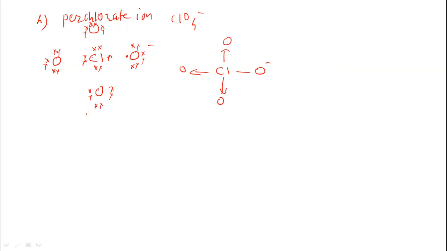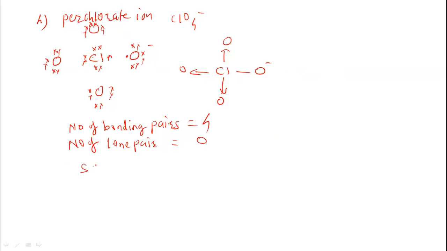So after the representation of this, we can write here number of bonding pairs. You can see all are bonding pairs, 4. Number of lone pairs. So electronic dot structure shows that there is no lone pair on the chlorine. All the electrons are involved in the bonding. This one, this one, this one, and this. So 0. So steric number is equal to this plus this, it is equal to 4 plus 0, it is equal to 4.